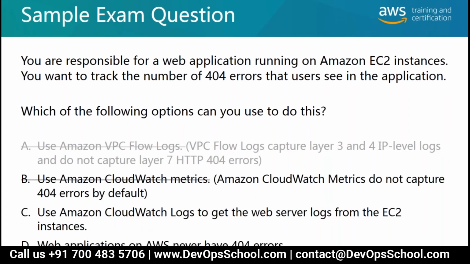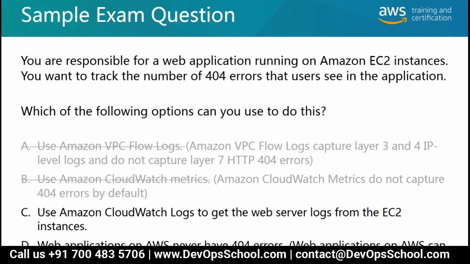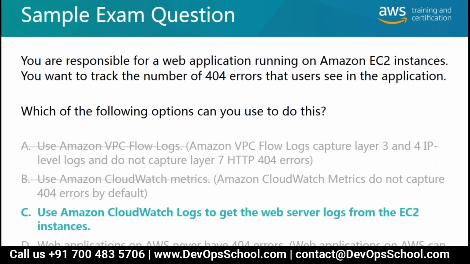Then use CloudWatch to get web server logs from EC2, or a web application on AWS never has 404 errors. Why will that be the case? Why will an application on AWS not have 404 errors? That's not possible. That's the wrong answer. So the right answer is this. You choose Amazon CloudWatch to get the web server logs from EC2 instances. CloudWatch is the service to get the logs from applications.